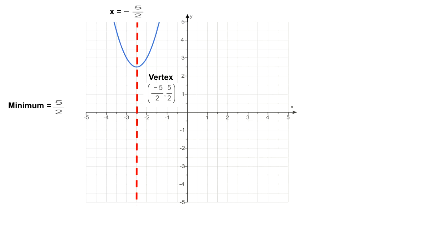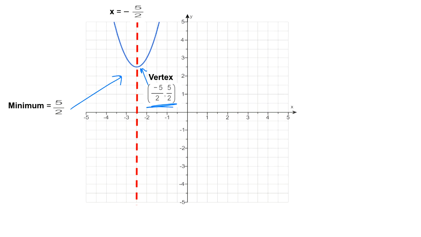So here I have the vertex that I just did, and see that it's the lowest point on the graph. Therefore, my minimum value is 5/2. And my axis of symmetry, when I draw the imaginary line through it, it's going through my x of my vertex, which is negative 5/2.